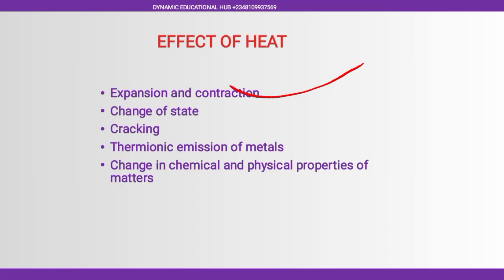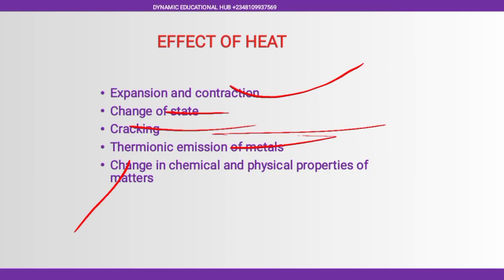Then we have the first one, expansion. Second one, change of state, cracking. It can cause cracking. And thermionic emission of metals. Now, thermionic emission is when electrons are liberated from the surface of hot metals. We have thermionic emission.